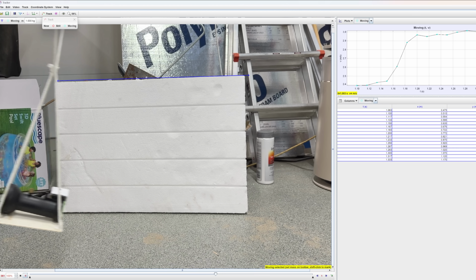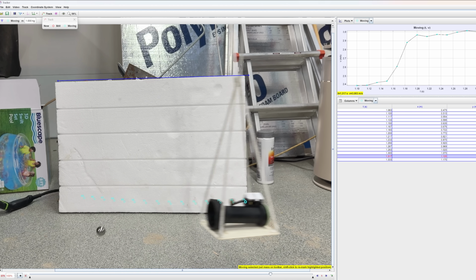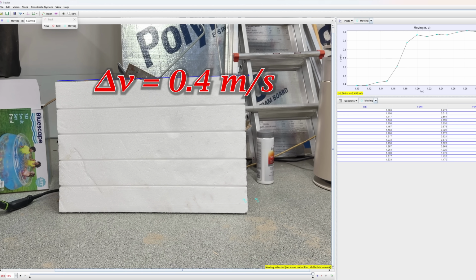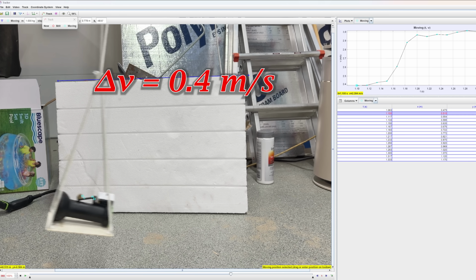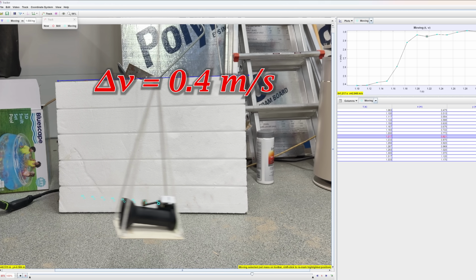If I first get the rocket moving about 2.5 meters per second and then launch the ball, sure enough, the rocket still gains about 0.4 meters per second and ends up moving around 2.9 meters per second. So everything checks out so far. The rocket got the same change in velocity both times. But now things get weird.